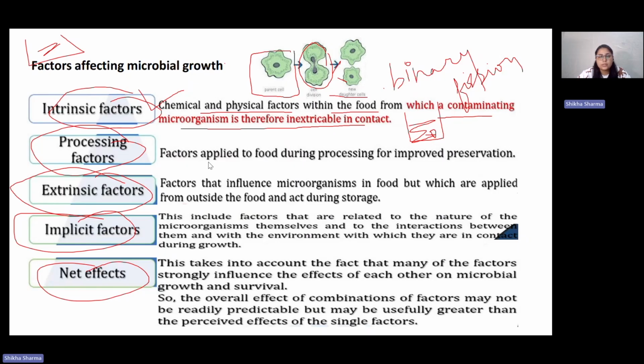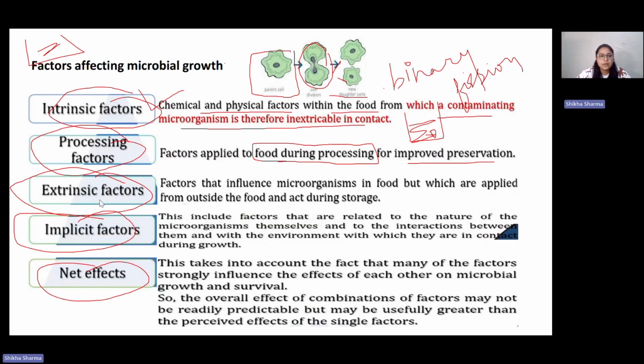Then processing factors. These include the factors which are applied during the processing of the food. When the food is being processed, the different factors applied will also affect the growth of the microorganisms. If we have a processing method that inhibits the growth of microorganisms, that will enhance the shelf life of the food.